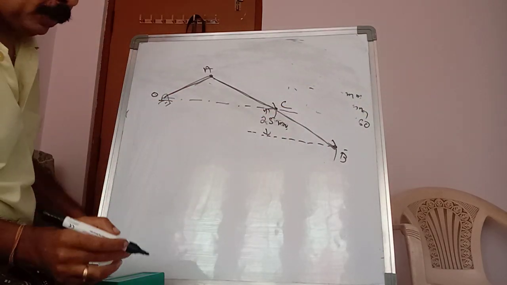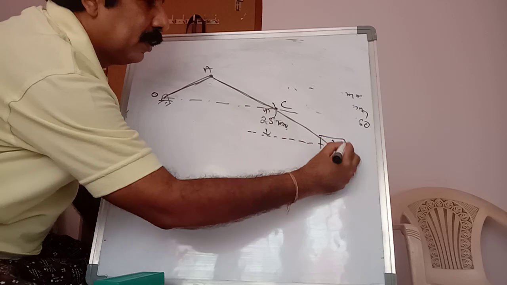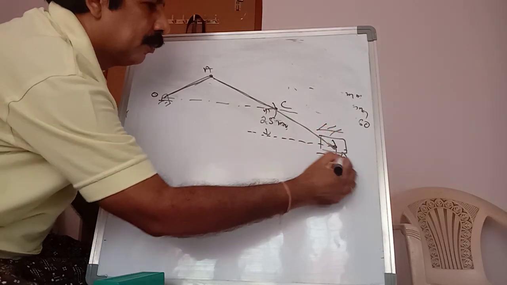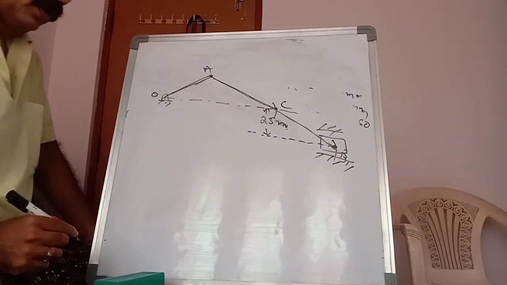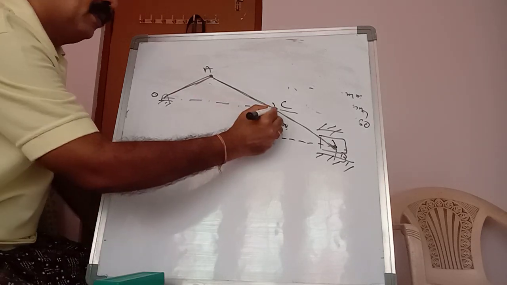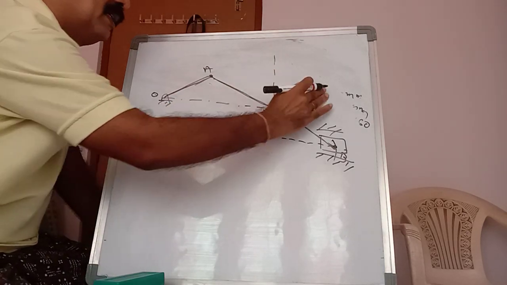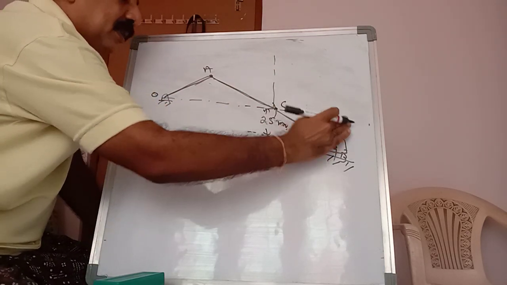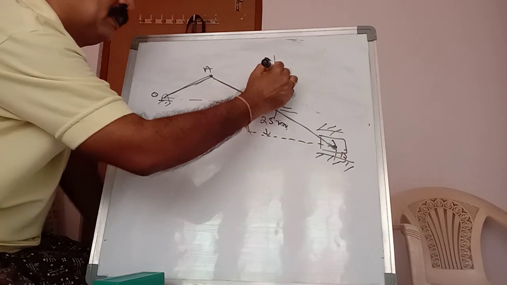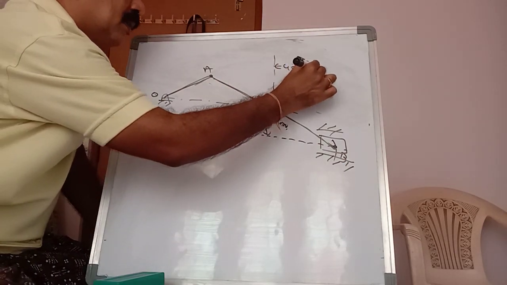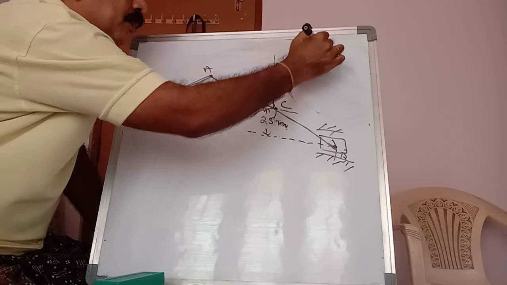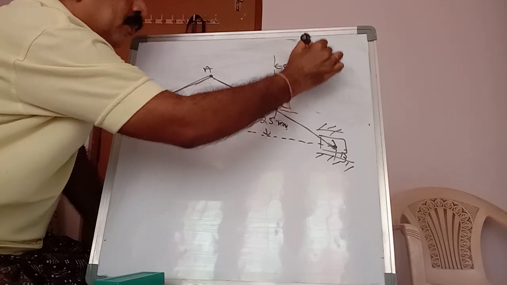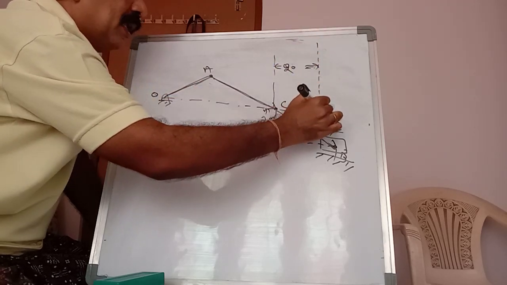Now how to draw the point D. So here the B is a slider. You can mention the slider. Now it is given that the horizontal distance between C and D is 40 mm. That means at a distance of 40, that means 20 mm as per scale, you draw a vertical line.